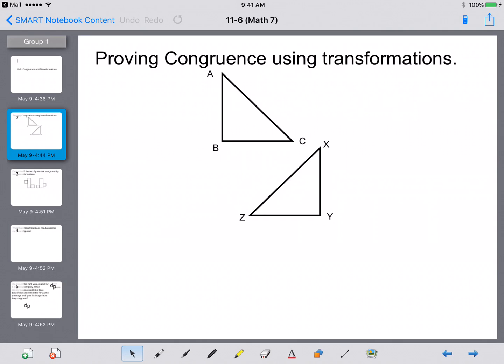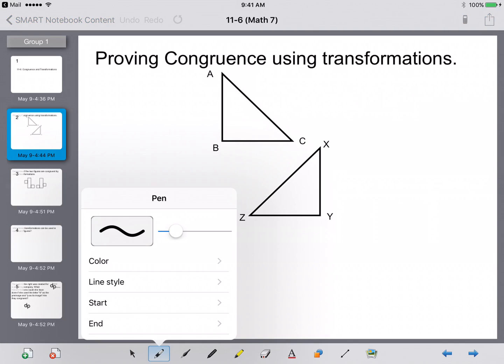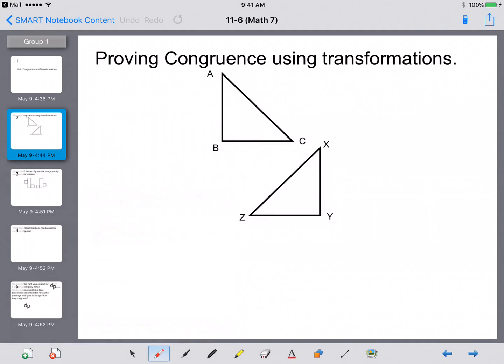So for example, with this one, since they are facing different directions, I know that we're going to have to do a reflection. So it's going to have to reflect. From facing this way, it's going to have to reflect there and face that way. So we know one way to prove the congruence is step one, it needs to have a reflection.